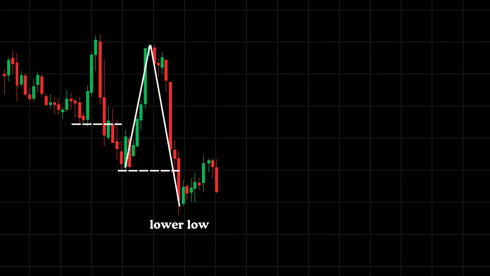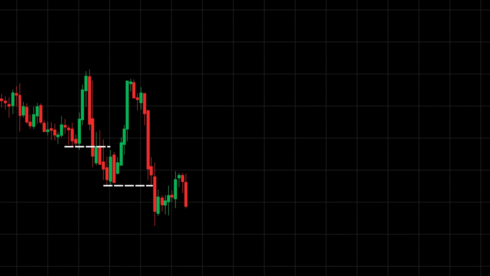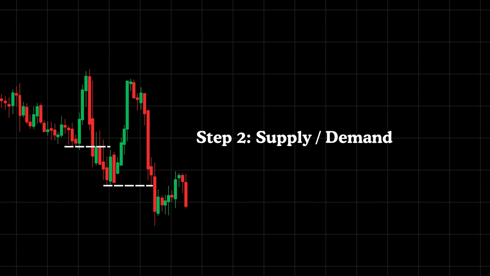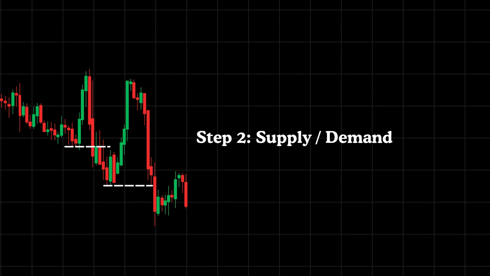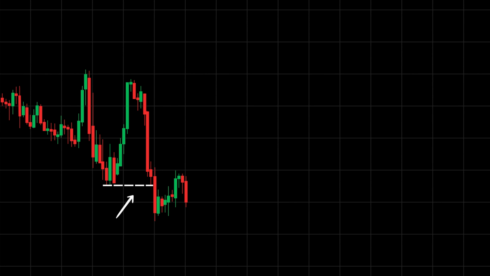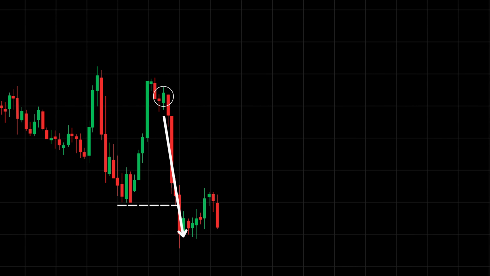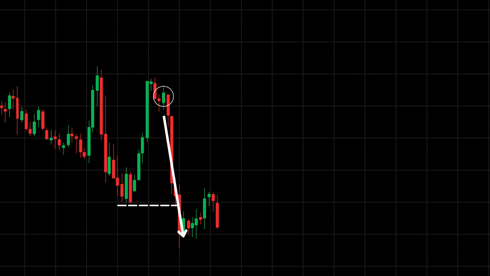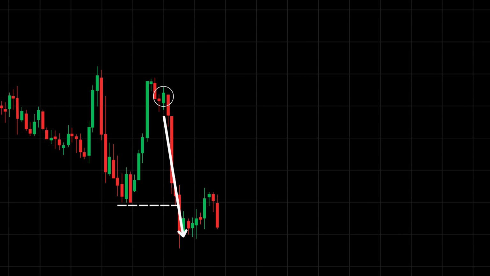Once we've marked the break of structure, we now proceed to step 2, which involves identifying either a supply or demand zone. Since we're in a downtrend, our focus will be on spotting a supply zone. To find it, we look at the latest break of structure and trace it back to the origin point just before the sharp decline that caused that break of structure. In this example, it's located right here, so we highlight that area as our supply zone.